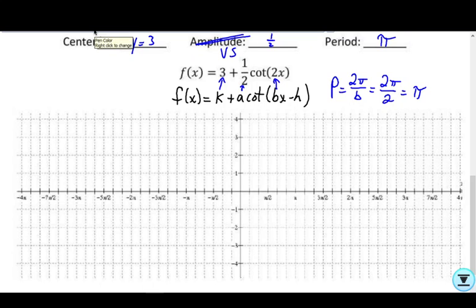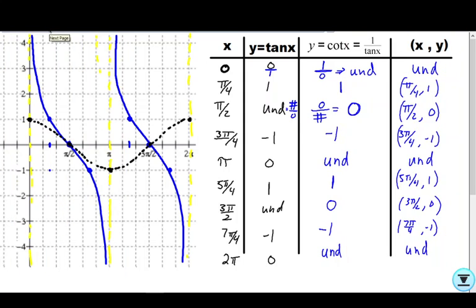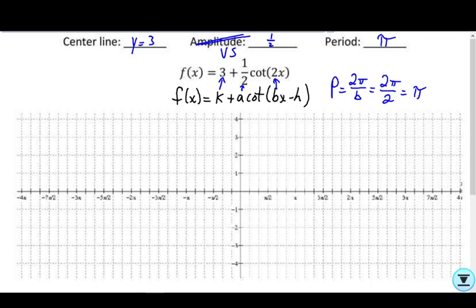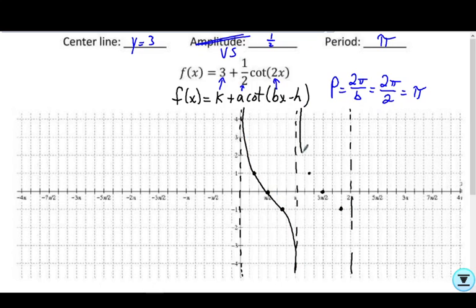So we'll start off by drawing our parent function for cotangent. So yesterday we went over this is tangent and this is cotangent. So this is what my cotangent parent function looks like. So we come over here, we have our asymptote here, and then our asymptote here at pi, asymptote at 2 pi, 1, 0, negative 1, 1, 0, negative 1. So here, this is my cotangent parent function. Okay?